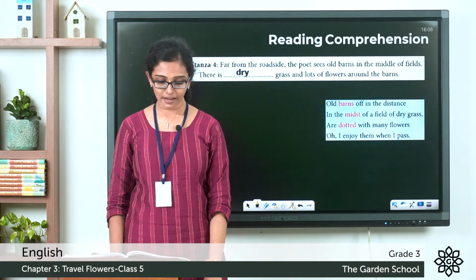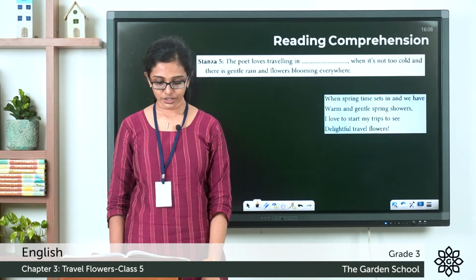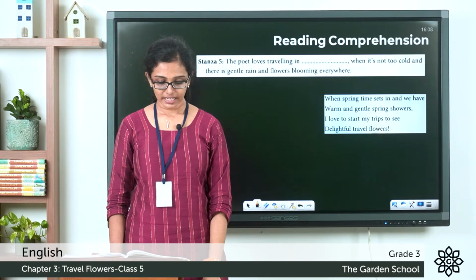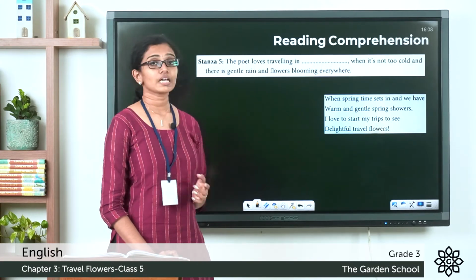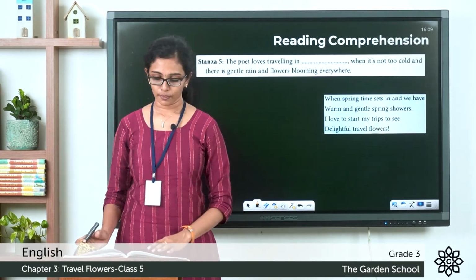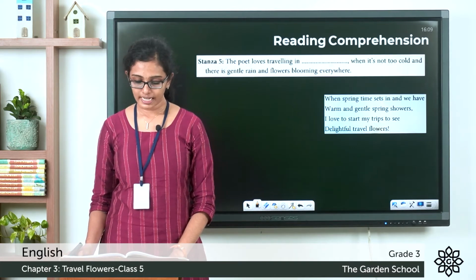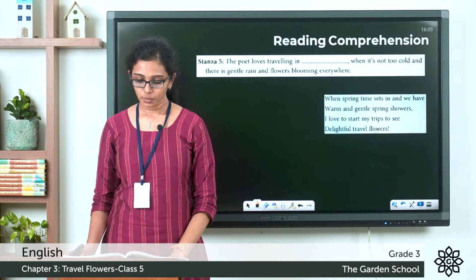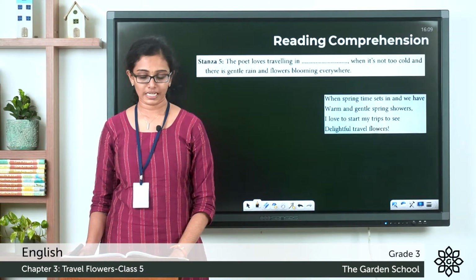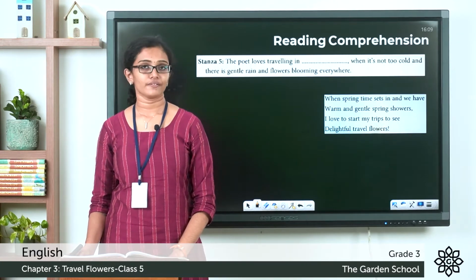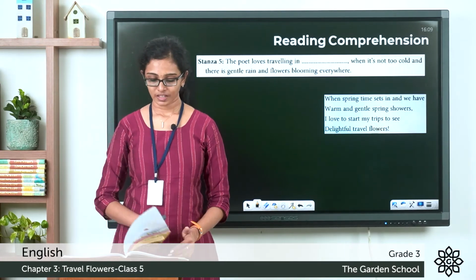The poet loves traveling in dash when it's not too cold and there is gentle rain and flowers blooming everywhere. So let's read the fifth stanza of the poem. Turn the page and read the fifth stanza. When springtime sets in and we have warm and gentle spring showers, I love to start my trips to see delightful travel flowers.